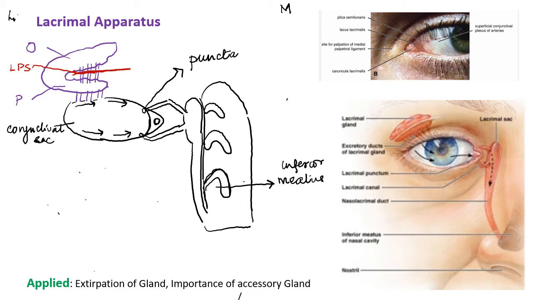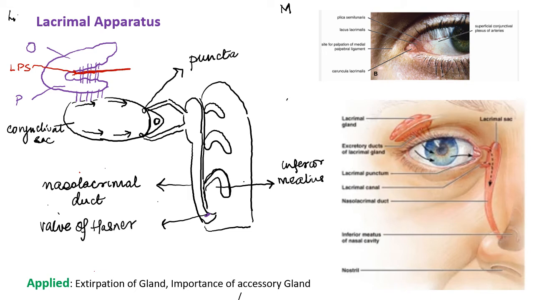In the inferior meatus opens the nasolacrimal duct. So this is the nasolacrimal duct, which is present in a bony wall which is formed by the maxilla, the lacrimal bone, and the inferior nasal concha. It is guarded at its opening by a valve which is known as the valve of Hasner, which is present on its medial side.